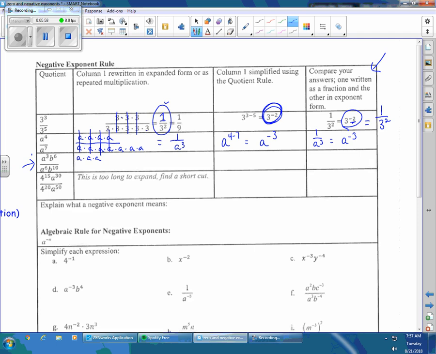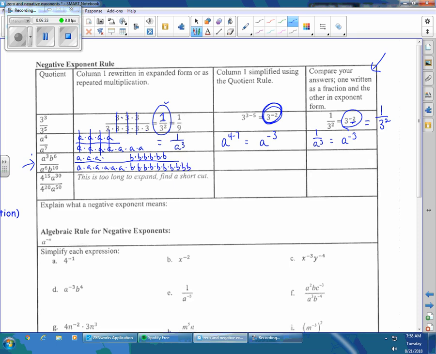And now I've got b to the sixth power, so it's going to be b times b times b times b times b times b. 1, 2, 3, 4, 5, 6. Okay, so there's my numerator. My denominator, a to the sixth power, a times a times a times a times a times a. B to the 10th power, oh boy. 4, 5, 6, 7, 8, 9, 10.